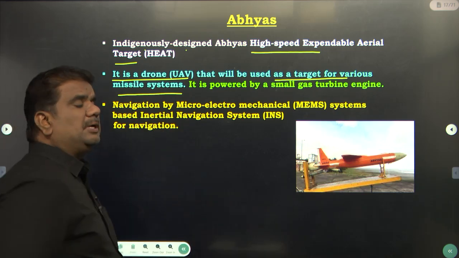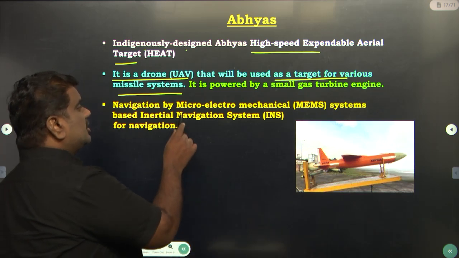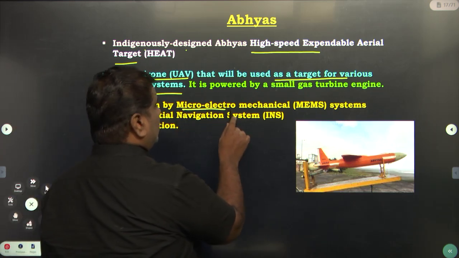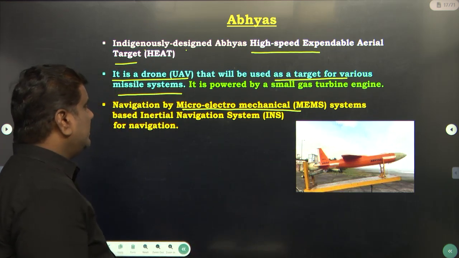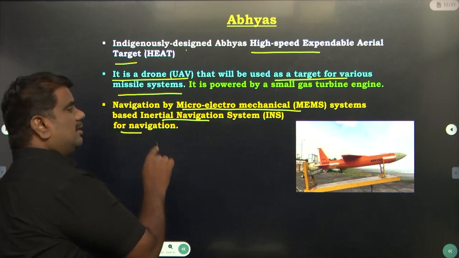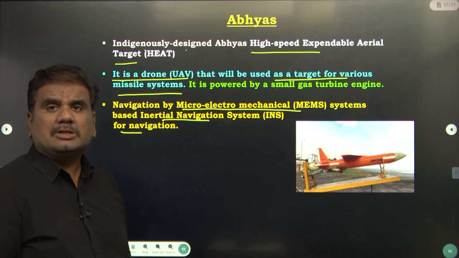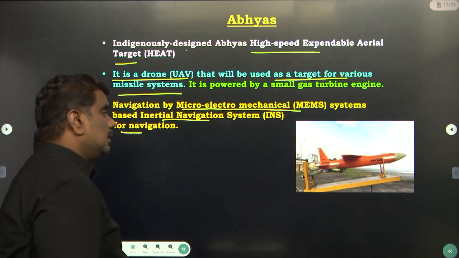For this high-speed expendable aerial target, the navigation is provided by a micro-electromechanical system, which is based on an inertial navigation system. Now this is a technology that we are using in the case of Abhyas, right?